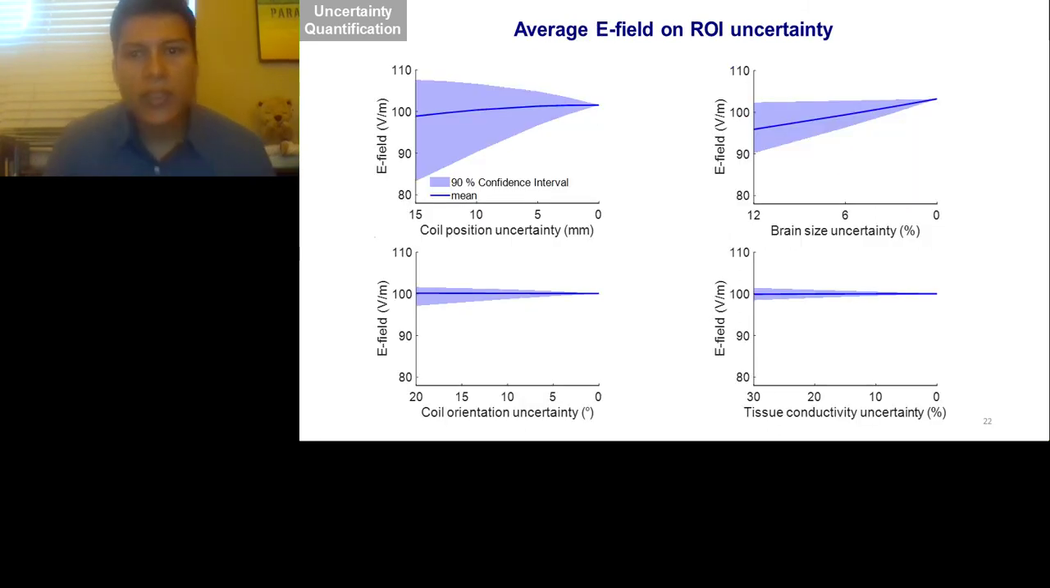When we look at our results for the same ROI, it turns out that coil position uncertainty is the most important one, followed by brain size, which neuronavigated procedures can also account for because they have the MRI. Coil orientation and tissue conductivity affect much less. Now, here we're considering the magnitude of the electric field. If you were considering the electric field along a given direction, coil orientation would be important. So that's something to keep in mind.